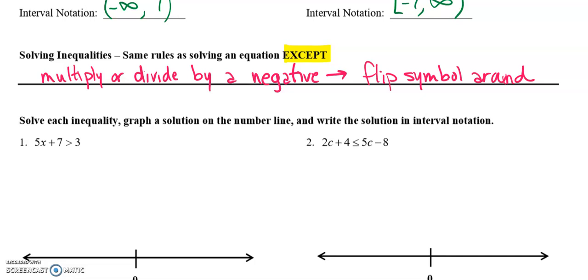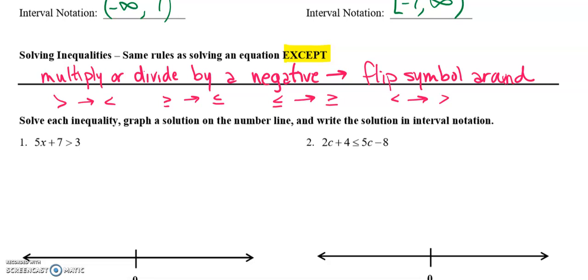So if it was originally greater than, it now flips around and becomes less than. If it were greater than or equal to, you're going to flip it around, now it's less than or equal to. If it originally was less than or equal to, you're going to flip it around to greater than or equal to. And if it was strictly less than, you're going to flip it around, so now it's greater than. Again, only if you multiply or divide by a negative number.